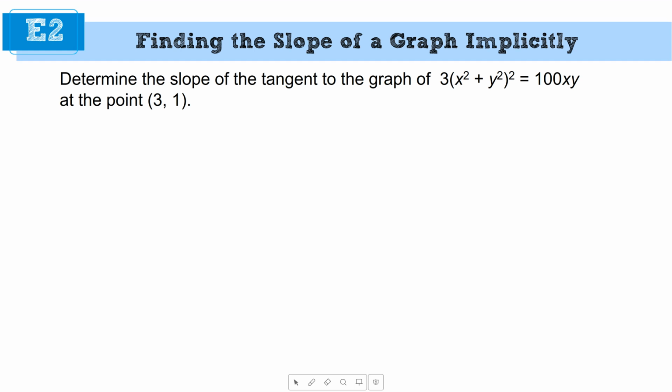Different problem, but probably worse. How is it worse? Oh, I've got a chain rule. I've got a product rule. I've got y's mixed in with x's.